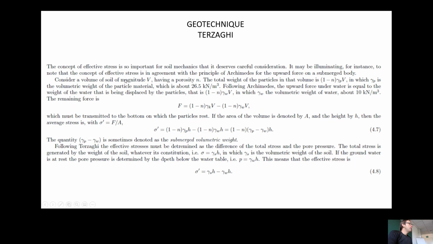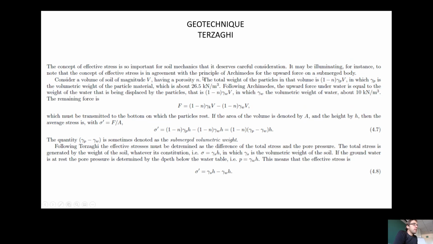Then the concept of effective stress is so important for soil mechanics, as we said, that it deserves careful consideration. It may be illuminating, for example, to note that the concept of effective stress is in agreement with the principle of Archimedes, that says that there are forces all around a submerged body. And if we consider a volume V with porosity n, the total weight of the particles is, of course, (1 minus n) gamma p times V, in which gamma p is the volumetric weight of the particle material.